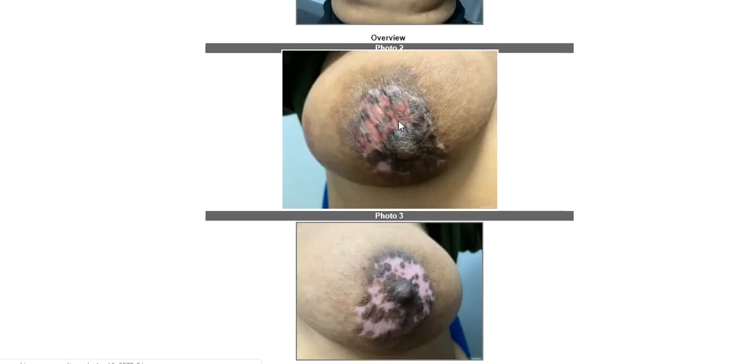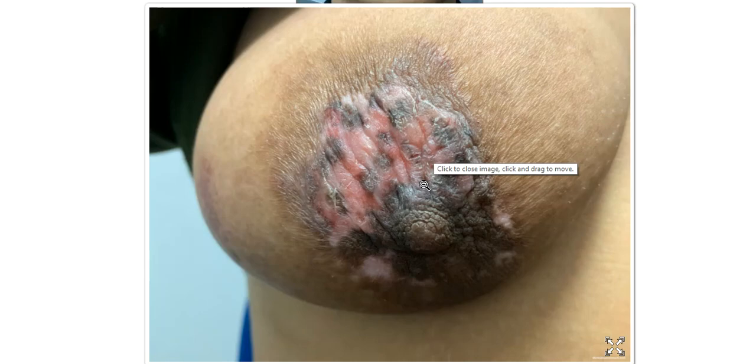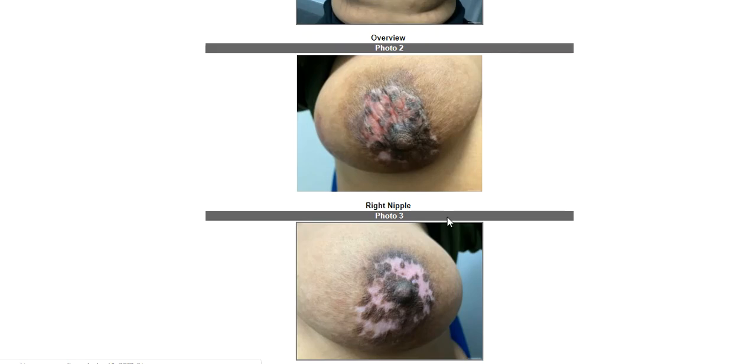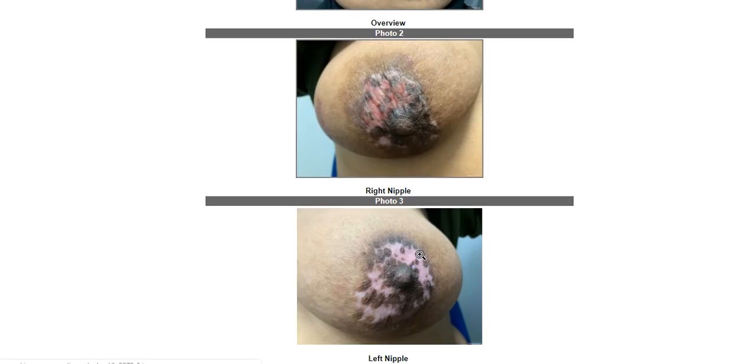Yeah, that's a better example. You can see the thickening of this. This is just lichen simplex, but it's certainly been scratched and excoriated. I mean, this is going to go hypopigmented like the other one as well. That's really massive lichen simplex, a localized type of dermatitis. And that's the left nipple.